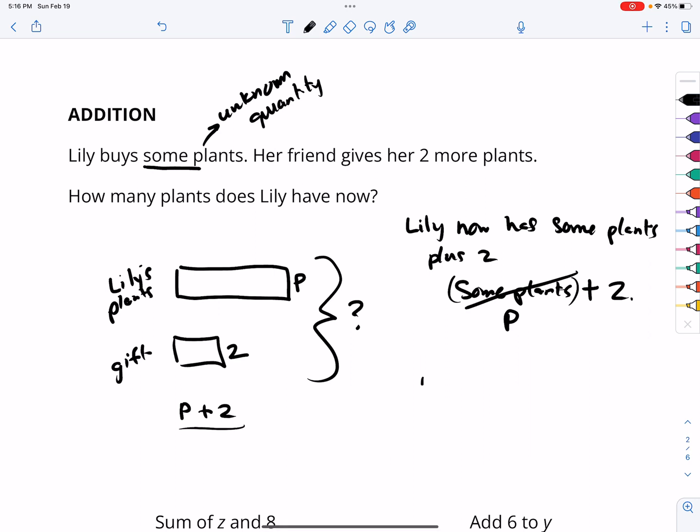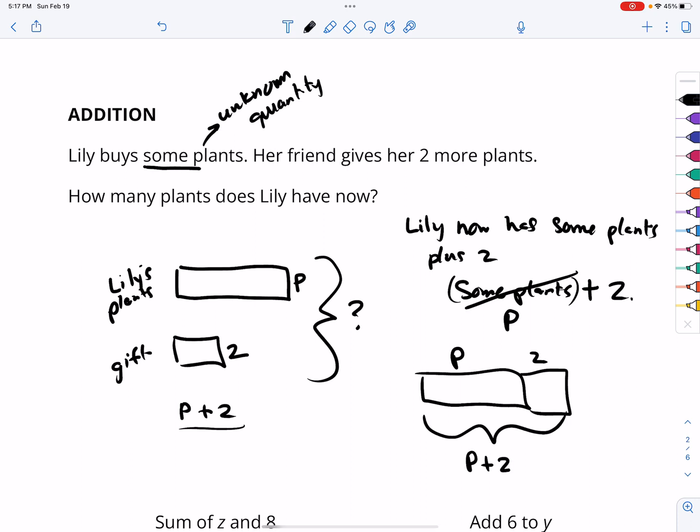Now, if you drew your bar model this way, here's Lily's original amount, p, number of plants. Here's 2 more. That means this whole bar is p plus 2. So depending on the scenario, having 2 bars or 1 bar is going to be easier to model than another.